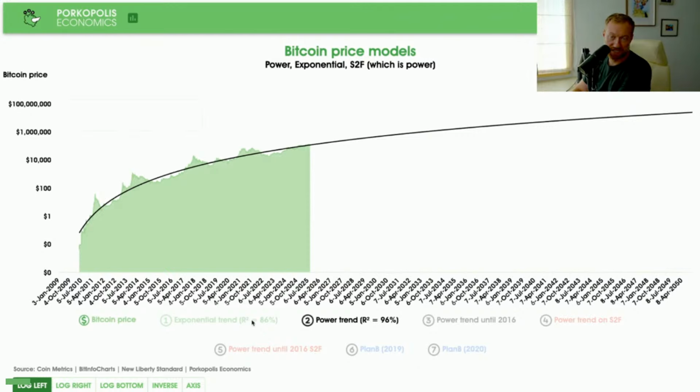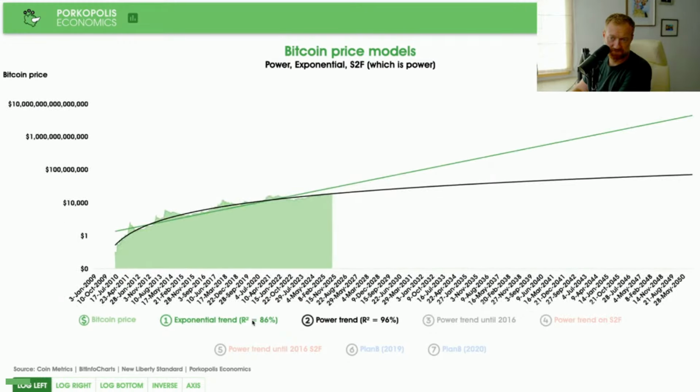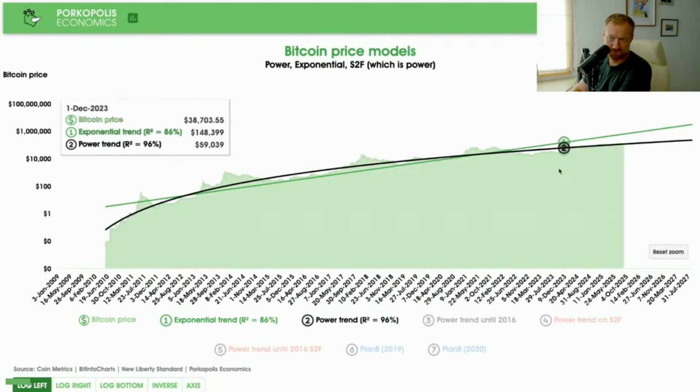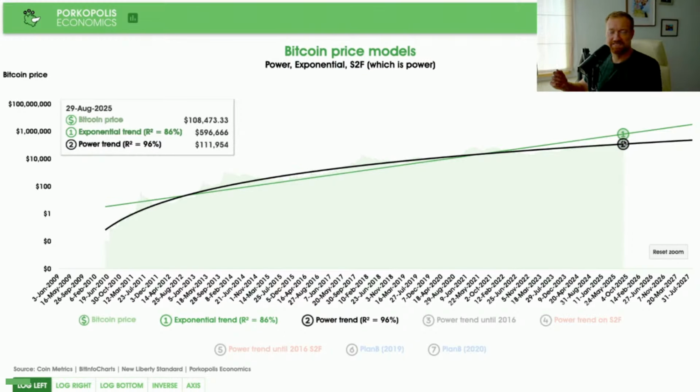Let's shoehorn in an exponential trend for Bitcoin. Bitcoin doesn't follow exponential. It's not even close. Way under it here. Sorry, way over it here. Way under it here. And now we've been under it since 2022. Completely not even touched the model. What's more, let's just use basic logic to understand that Bitcoin doesn't move in exponential.